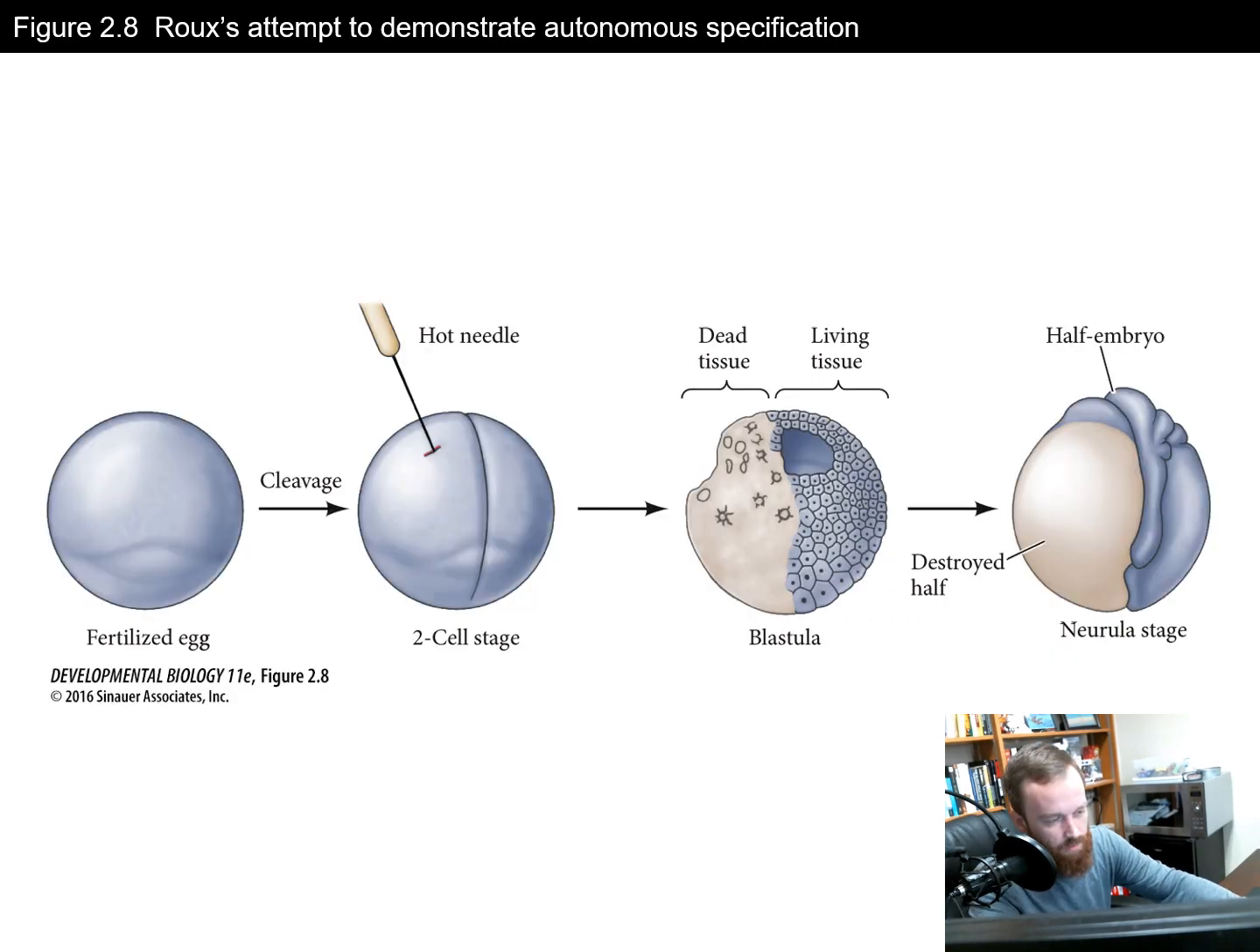So a disciple of Weissman named Roux attempted to demonstrate that this autonomous specification theory was correct. And so in his experiment, what he did is at the 2-cell stage, he used a hot needle to destroy one of the cells. So now we have half the starting material of a developing embryo. And from this, he found that only half of the embryo fully developed. So as you can see here, we start to see kind of the neural fold and development of the notochord, and that the destroyed half never really developed into anything. And so this gave credence to the idea that autonomous specification that Weissman had predicted was actually correct.